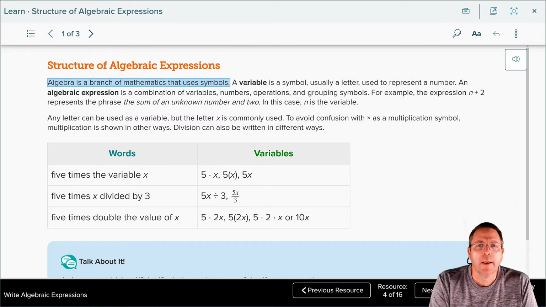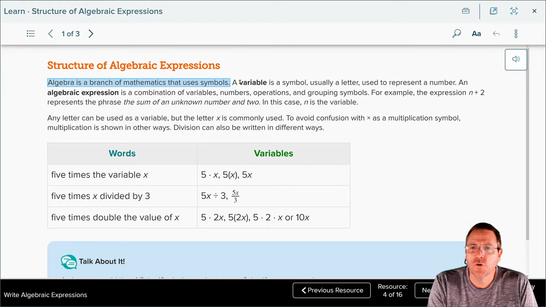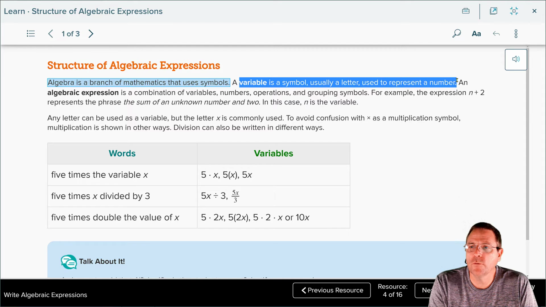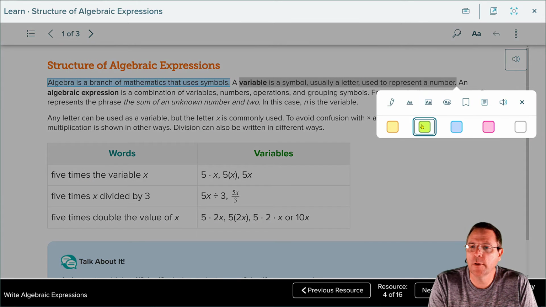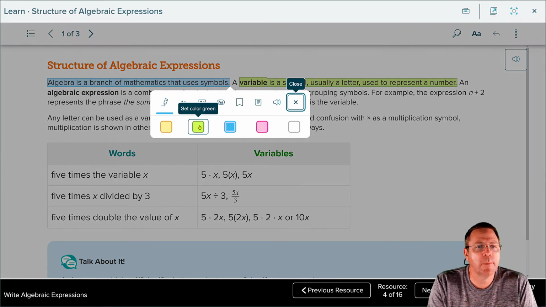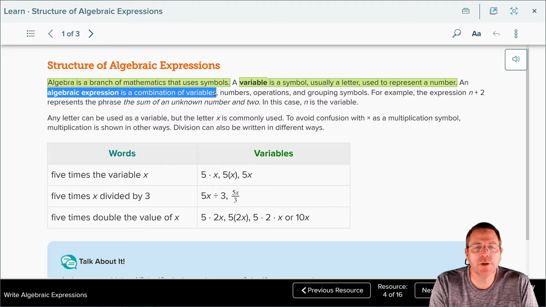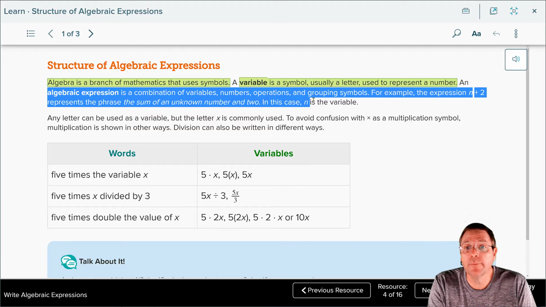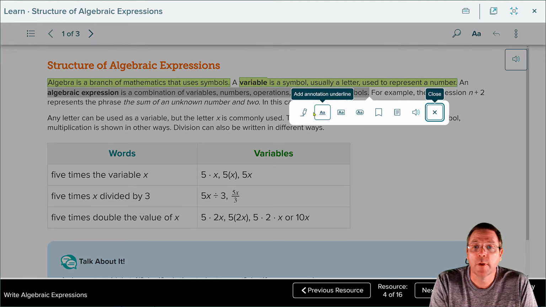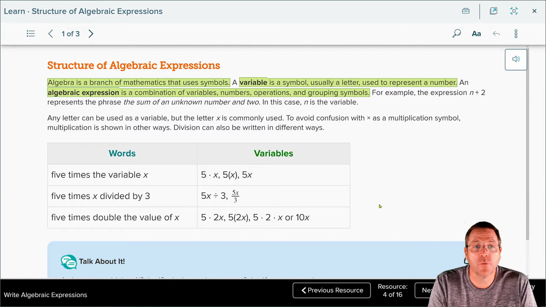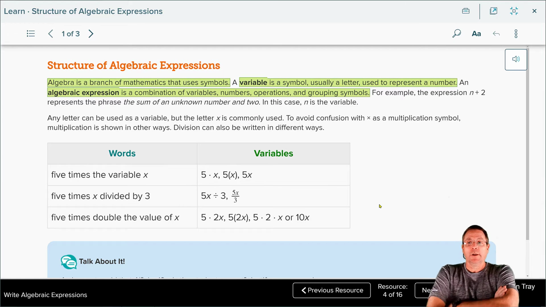A variable is a symbol, usually going to be a letter that is used to represent a number. That's going to be another vocab term. And let's go ahead and make that vocab green since we know it's vocab. And then an algebraic expression is a combination of variables, numbers, operations, that means add, subtract, multiply, and divide, and grouping symbols. Those are going to come together for your third definition, which is algebraic expression.